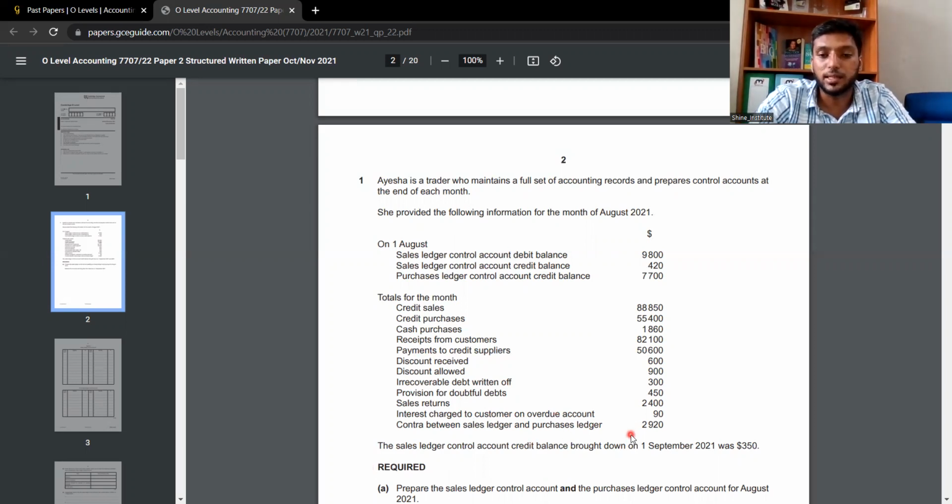Contra between sales ledger and purchase ledger. So contra accounts means set-off entries. When you have a set-off, you need to set off on the credit side of the sales ledger account and the debit side of the purchase ledger account.